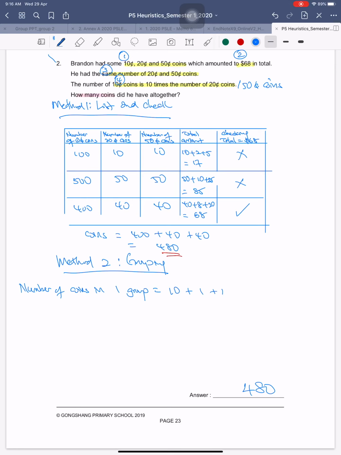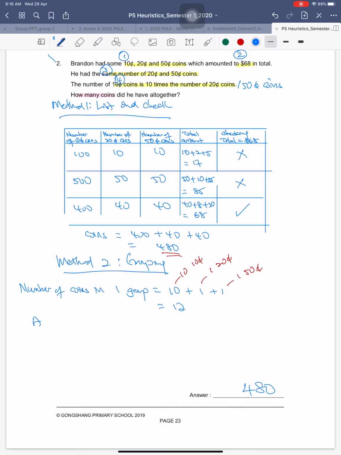Now what does it mean by this? What I'm trying to say is I let one group be 1 20-cent coin, 1 50-cent coin, and since the number of 10-cent coins is 10 times, it's 10 10-cent coins. So this is the minimum already. I cannot further reduce. I need to have at least 1 20-cent and 1 50-cent coin. So in this case, the 10-cent coins must be 10, because of condition number 4, the 10 times condition. So with this, I know it's 12 coins. So I let one group be 12 coins.